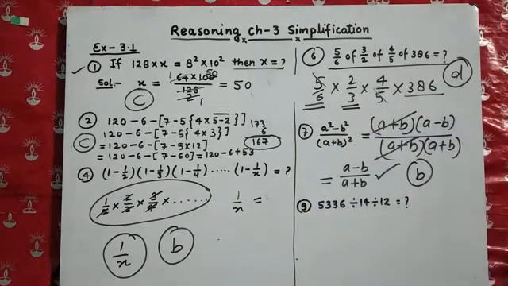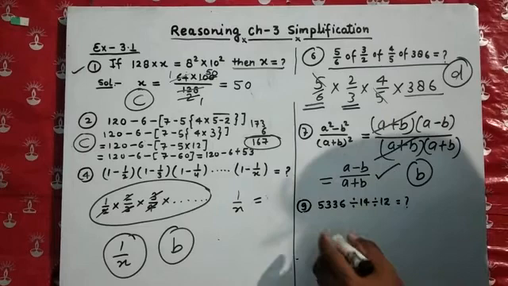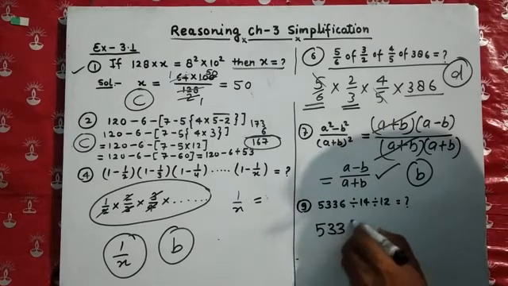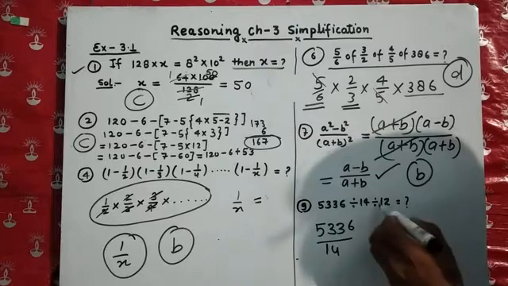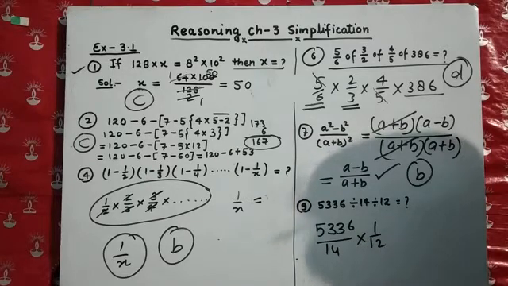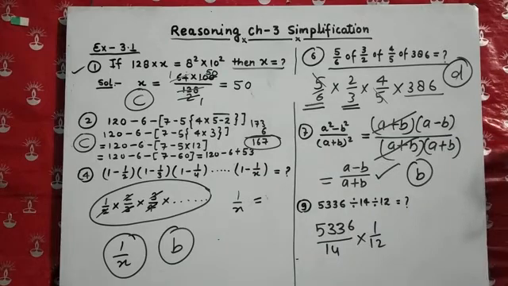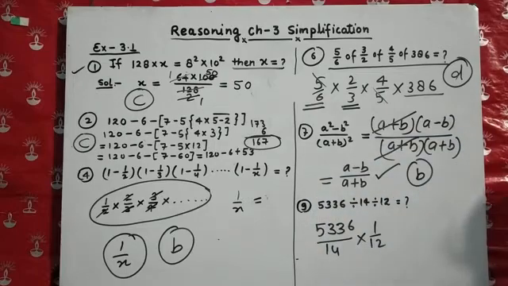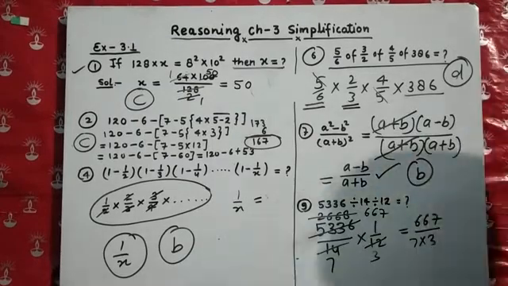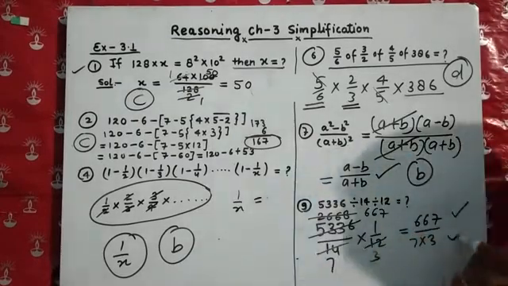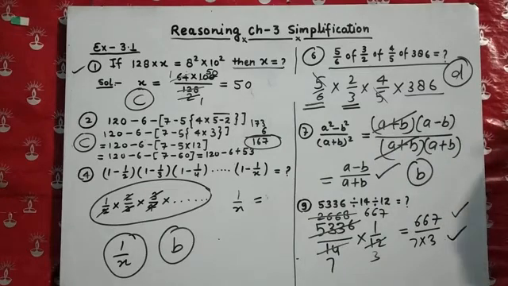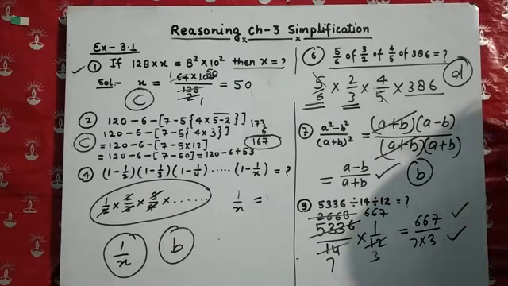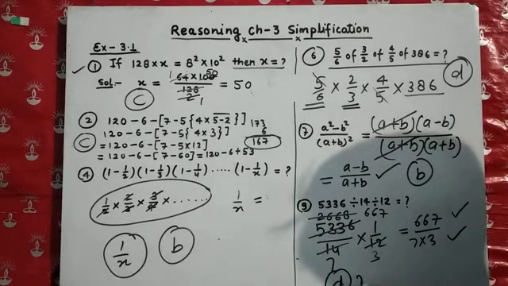Now going to question number 9. This is also based on the BODMAS rule: 5, 3, 3, 6 divided by 14 and again divided by 1 upon 12. Now we have to simplify. Dear students, after solving this we get a result that is not given in any of the options. So the correct answer will be option number D, none of these.